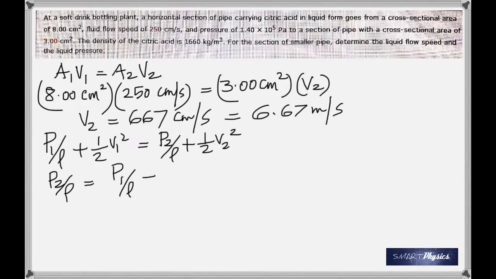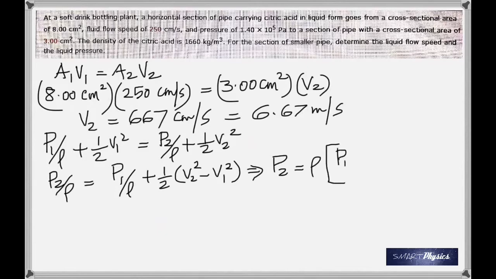So now we need to find P2. We have to make P2 the subject, which means you have to take half V1 squared to the other side. This goes to the other side, becomes negative. And to find P2, because rho is in the denominator, you multiply with rho.